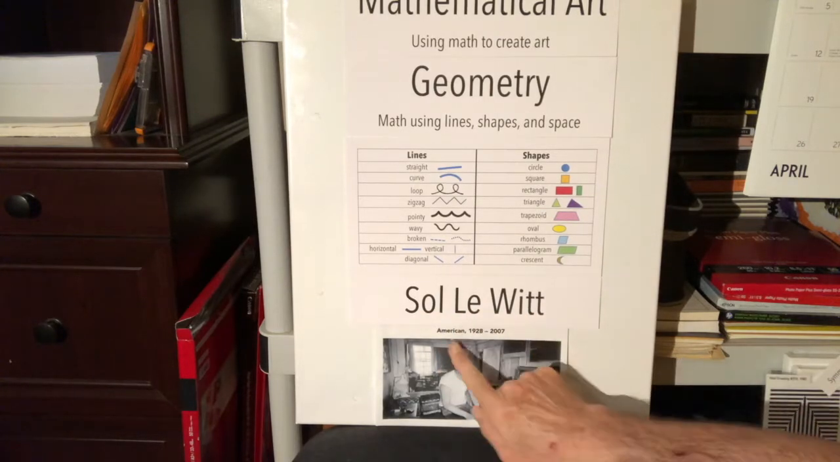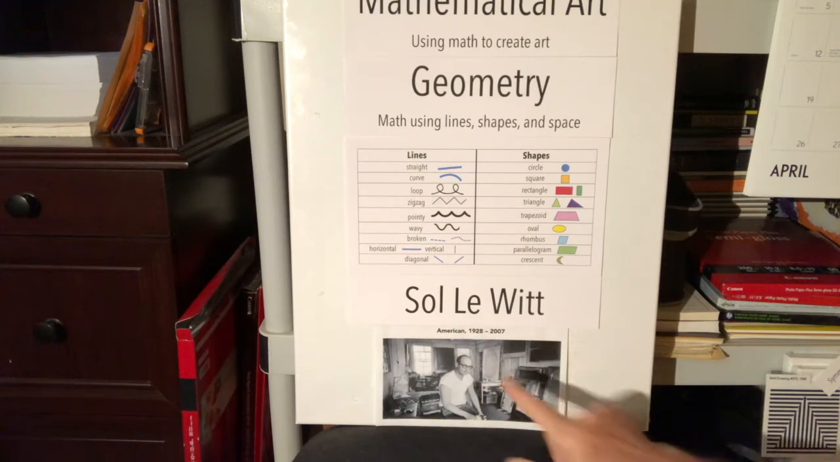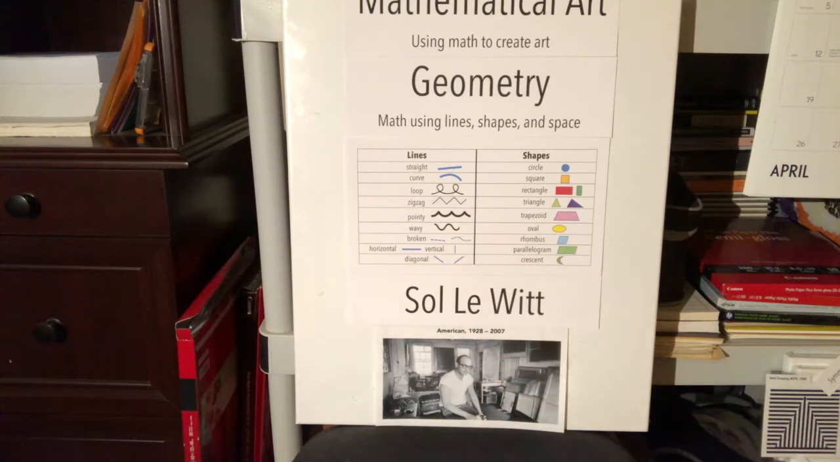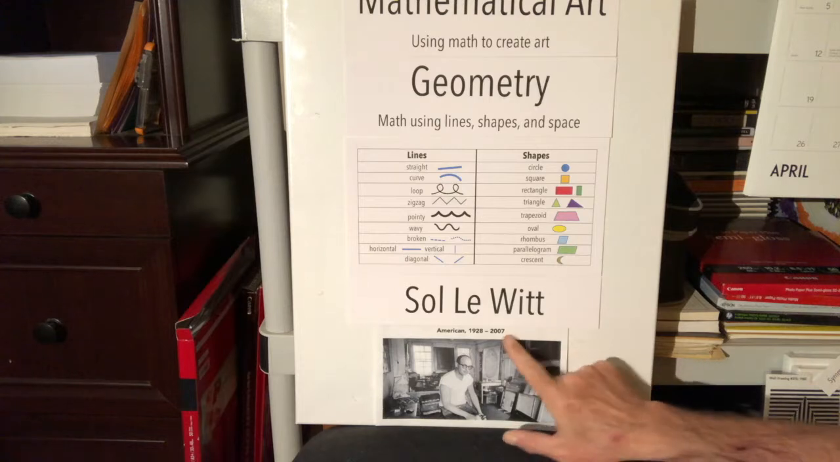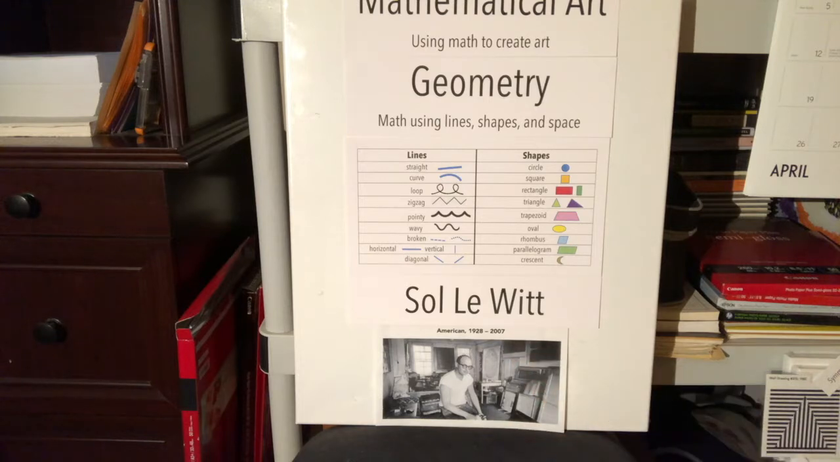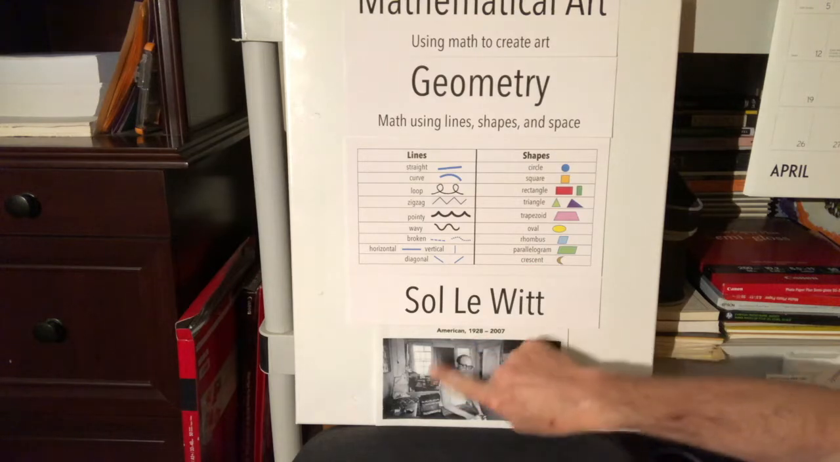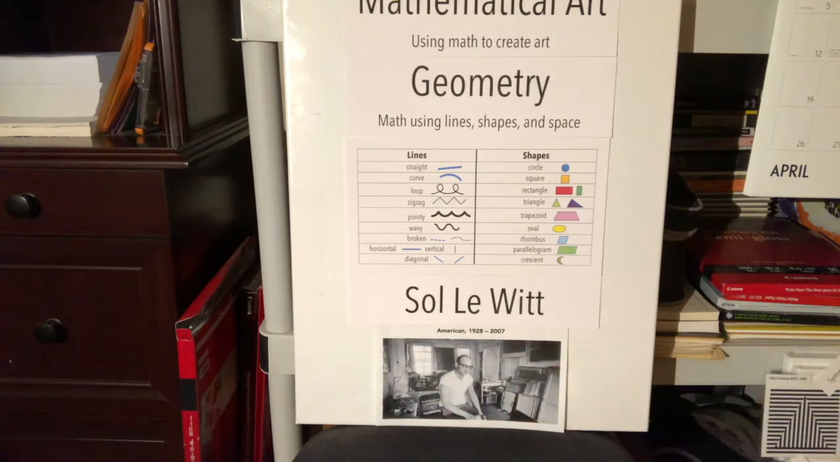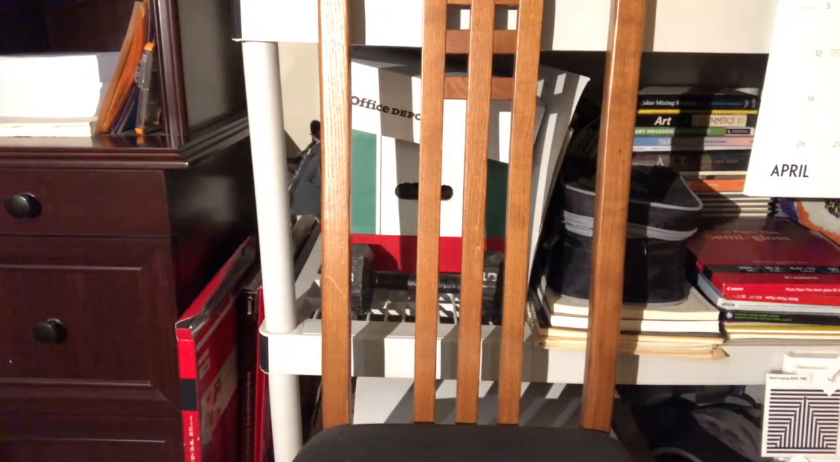Now, Sol LeWitt was an American artist. He was born in 1928. That was almost 100 years ago. And he died in the year 2007, a few years before all of you were born. Here's a picture of Sol. This picture was taken back in the 1960s when I was a little boy. And this is what he looked like back then.